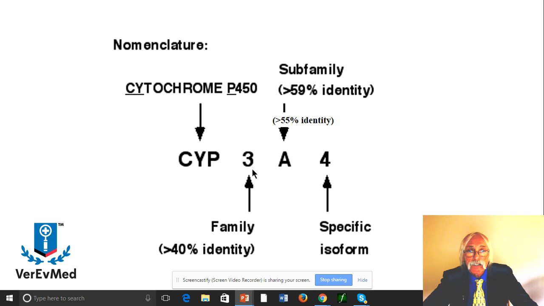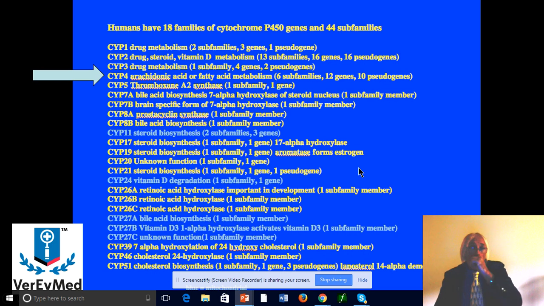So you can see that these enzymes have a tremendously large family. So much that we have to have this tremendous, 4-level designation, right? Okay. There are a bunch of them. Look at this one here: drug metabolism, 2 subfamilies, drug and steroid, vitamin D. Let's take a look at just CYP4. That's going to be involved in arachidonic acid and fatty acid metabolism. Okay, just key in on that one.